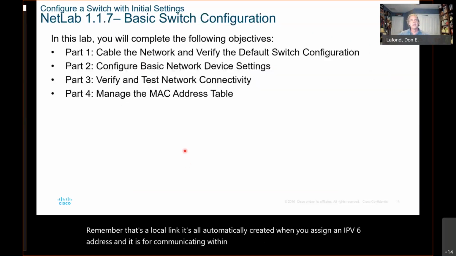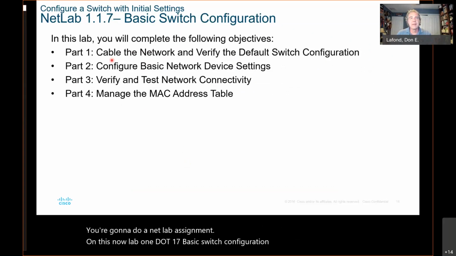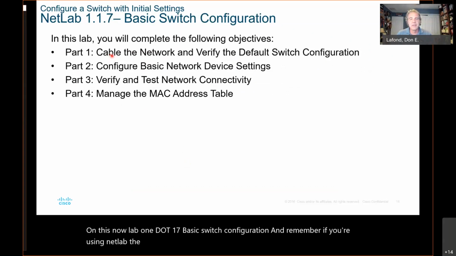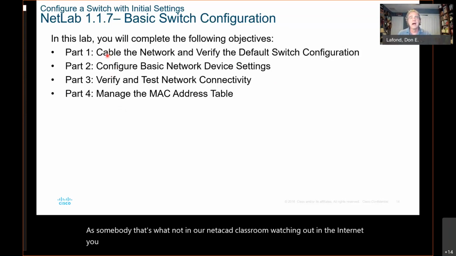You're going to do a NetLab assignment on this, NetLab 1.1.7, basic switch configuration. And remember, if you're using NetLab, the cabling is already done. Obviously, you're remoting into the equipment. You do not need to cable it. If you are using Packet Tracer, as somebody that's not in our NetAcad classroom watching out on the internet, you can use Packet Tracer, and you will actually drag a console cable over to cable up the network and configure it.